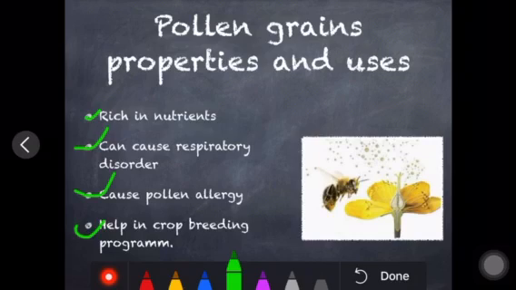Here we have completed microsporogenesis. Next we'll talk about the female reproductive organ.